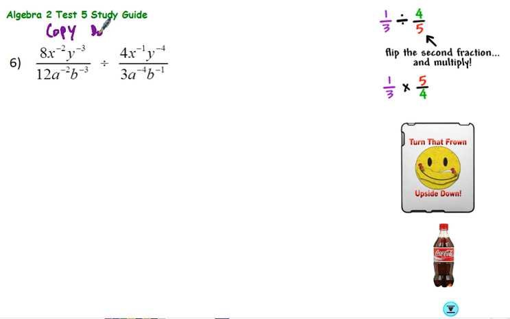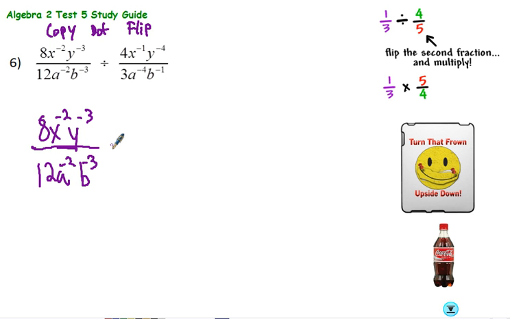copy dot flip. So again, the first fraction is going to stay the same. So I'd have 8x to the negative 2, y to the negative 3, over 12a to the negative 2, b to the negative 3, times, right, because this is the part we're changing, times, and then we're flipping it. So you'd have 3, a to the negative 4, b to the negative 1.